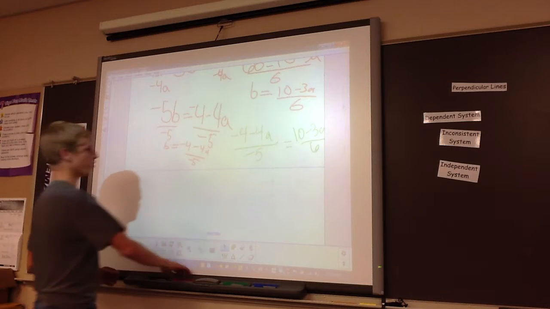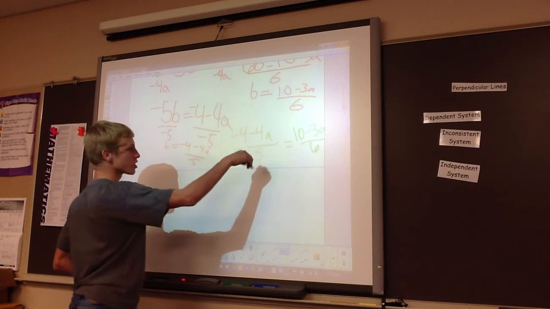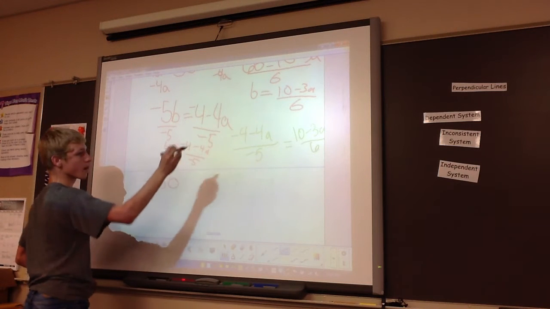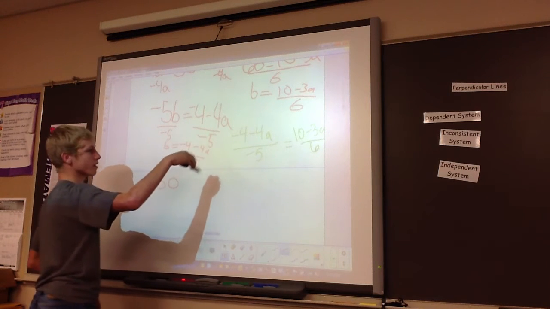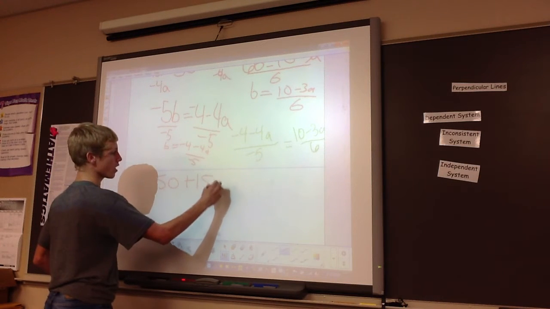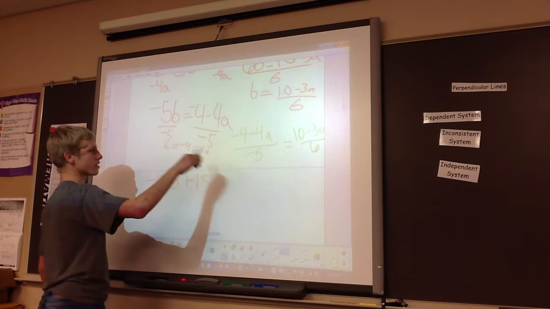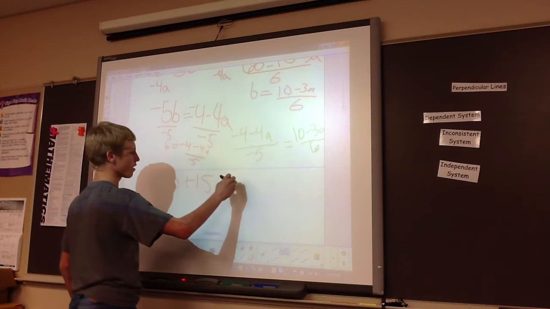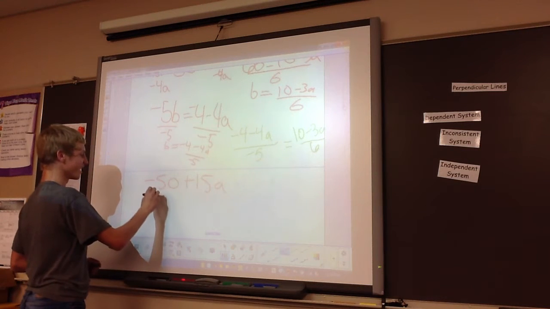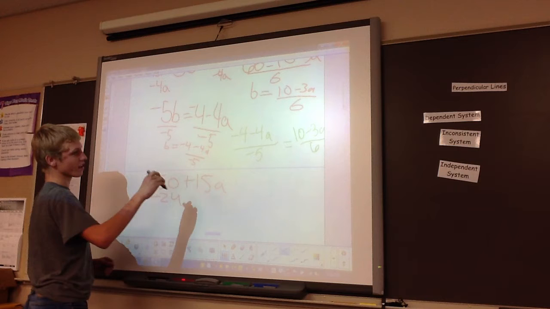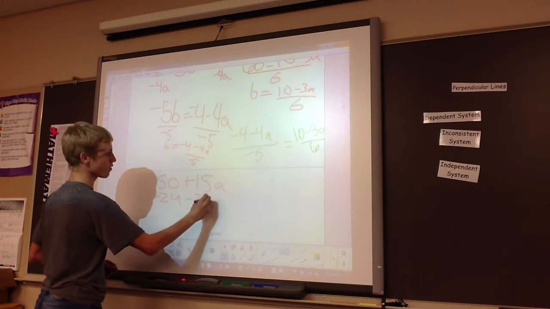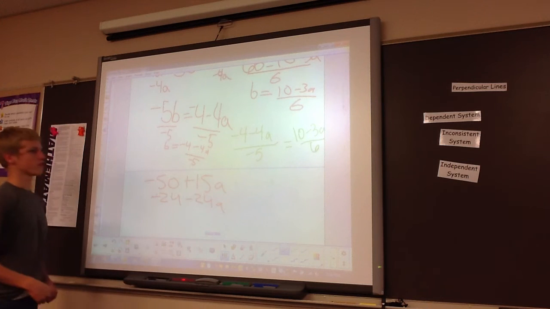Okay, pretty sure I know how to do this part. Cross multiply. So negative 5 times 10 is negative 50. And negative 5 times negative 3 gives you 15. Yeah, and then you take 6 times negative 4 and you get negative 24. And then 6 times negative, okay. Those are the 2 ones.